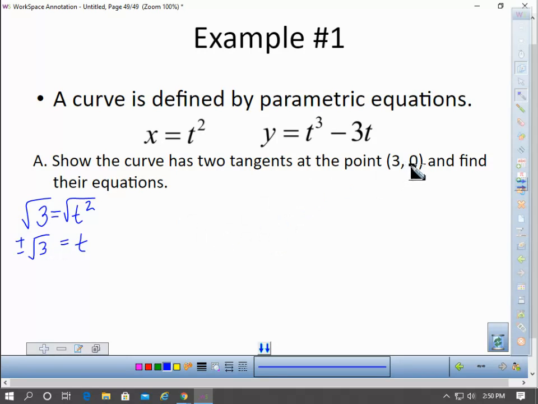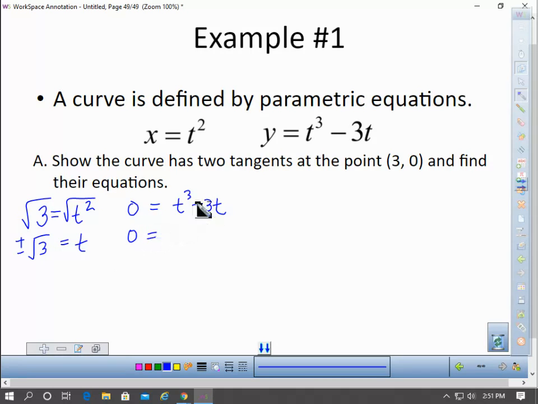But we also need to do the y-coordinate. So our y value is 0, so I put the 0 in for y. So 0 equals t cubed minus 3t. Because the t value has to be the same number to give us the point (3, 0) simultaneously. The same t value that gives me a 3 for x has to give me a 0 for the y value. So that's why I'm setting both of them: the x is 3 and the y is 0, and I'm solving these equations to find the common answers.